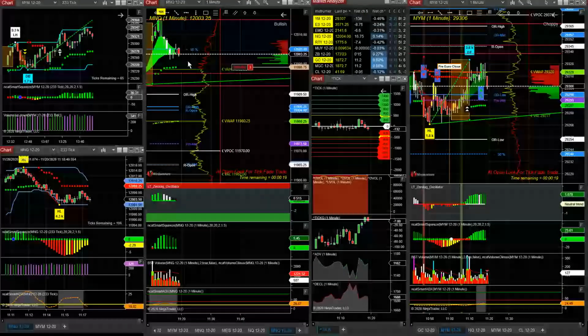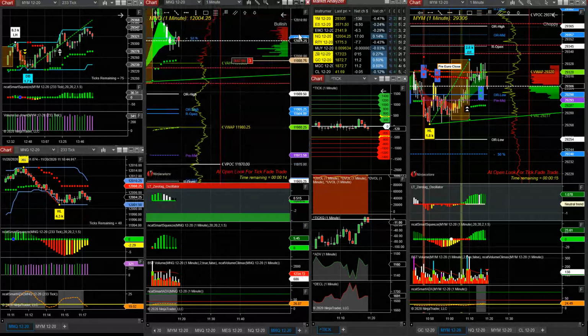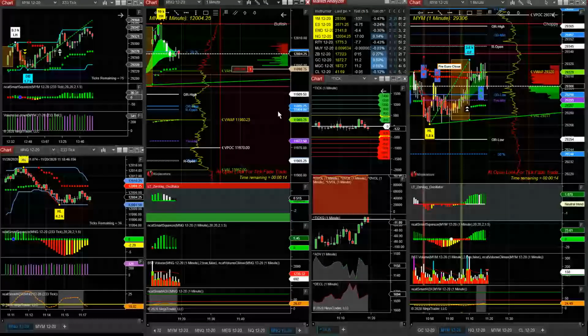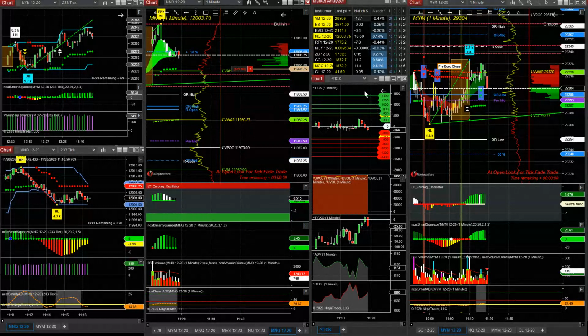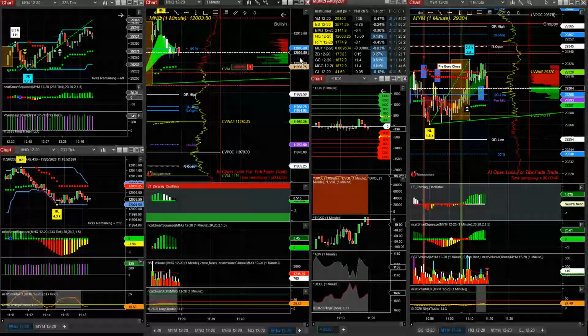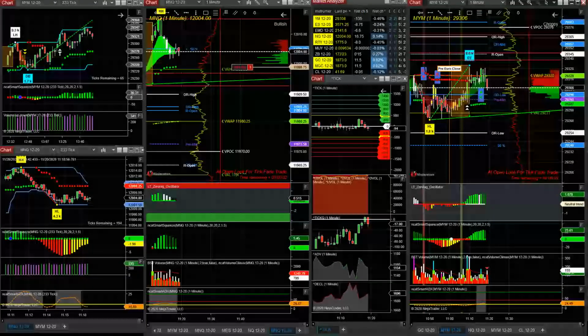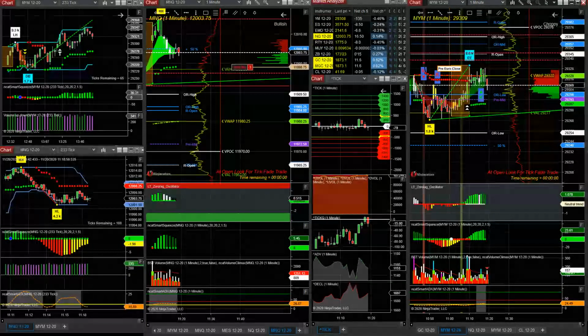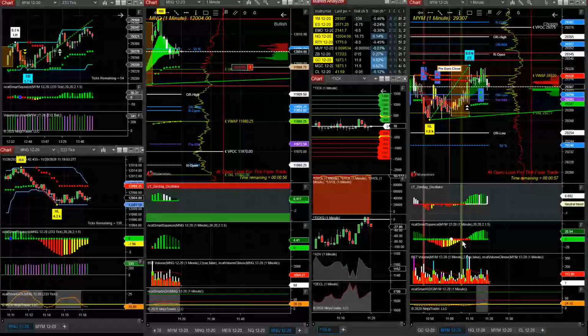Okay, NQ needs to flush, come back to the value area. Same play again. Coming into 11:30. It's 11:18. Let me see if we get a play here. We didn't get filled in YM. All right. It's all right.